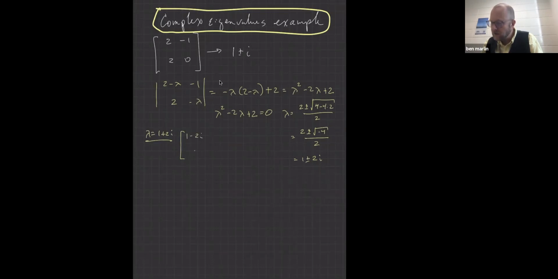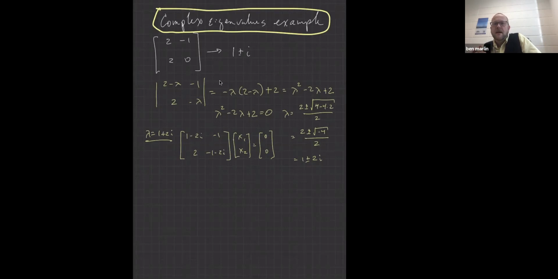We're not going to do anything to this 2. We're not going to do anything to this 1. But we're going to subtract the 1 and subtract the 2i here. Okay? And now we're going to have x1 and x2 equal 0, 0.